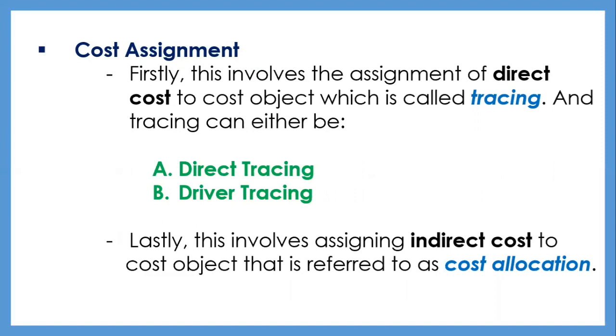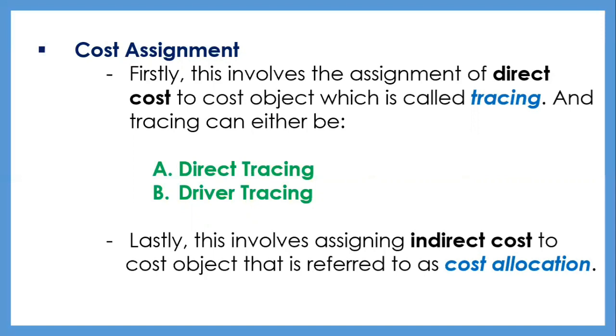Another basic terminology is what we call cost assignment. First, this involves the assignment of direct cost to cost object, which is called tracing. And tracing can either be direct tracing or driver tracing. Now, what's the difference between the two?